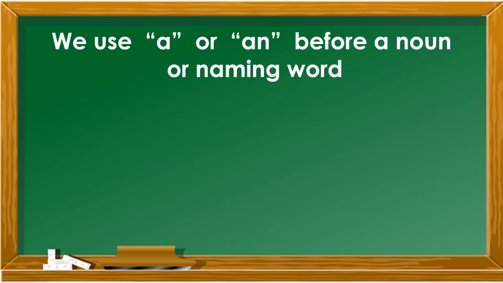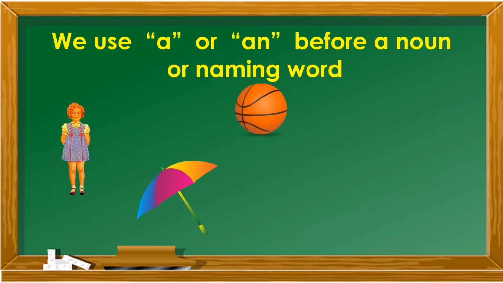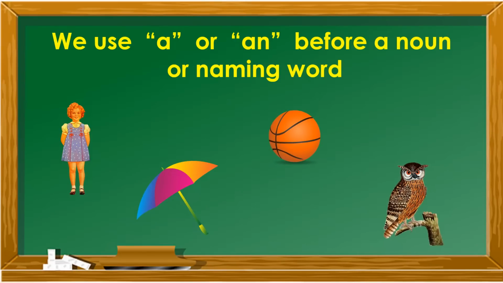We use a or an before a noun or naming word. For example, a girl, an umbrella, a ball, an owl.